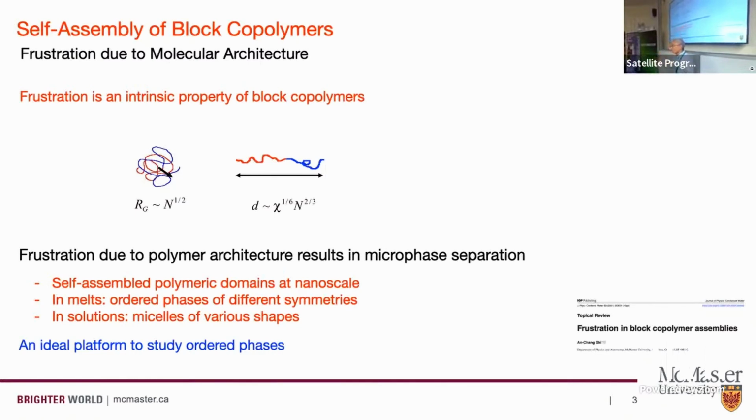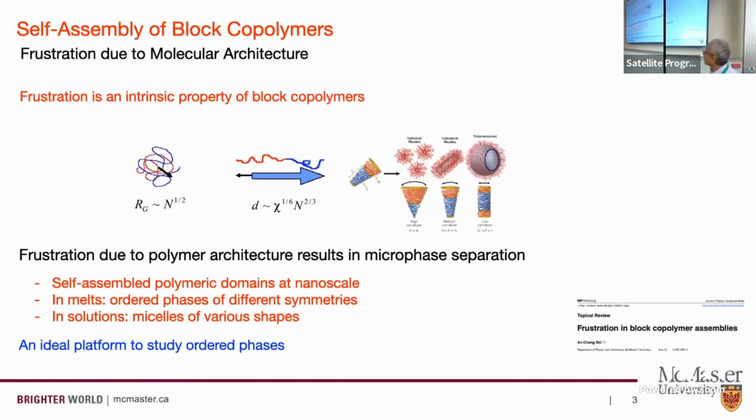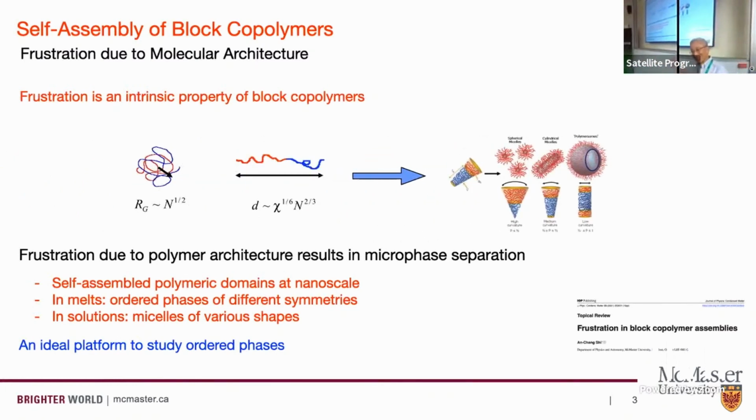But if you have lots of them, what they do is they form domains. And the domains they can form are, again, very simple, because it just depends on dimensionality. So you can have layers, you can have cylinders, you can have spheres. Those are the domains formed due to this frustration. Now, when you have all these domains, you can have different states. For example, if these block copolymers are in solution, then what you have is different types of micelles and membranes, etc. That's not what I'm going to be talking about today.